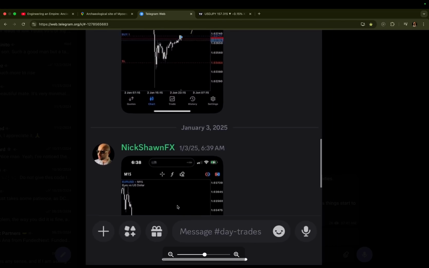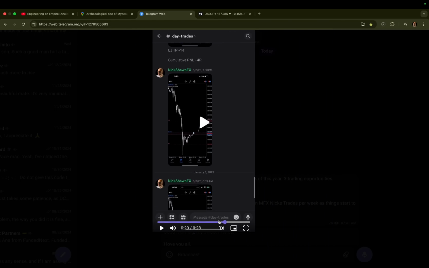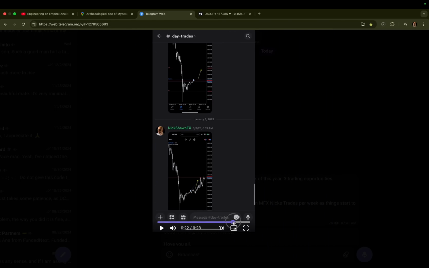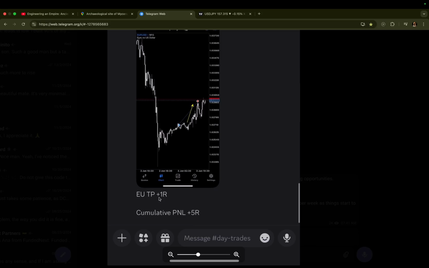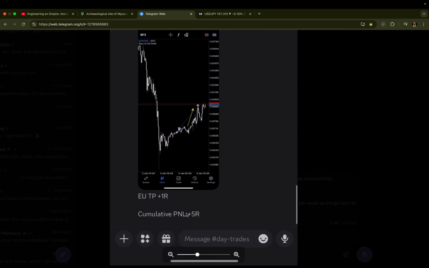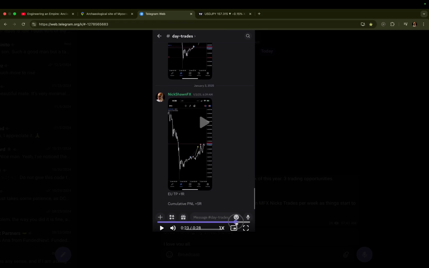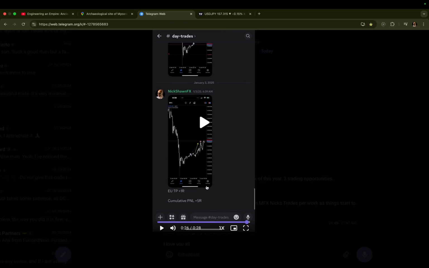Then the next day, I woke up at 7 a.m. and saw that this had hit the profit target. So then you see me down here, I put EU TP plus 1R. So the cumulative P&L was plus 5R now. And that's where we currently sit right here for this past week.